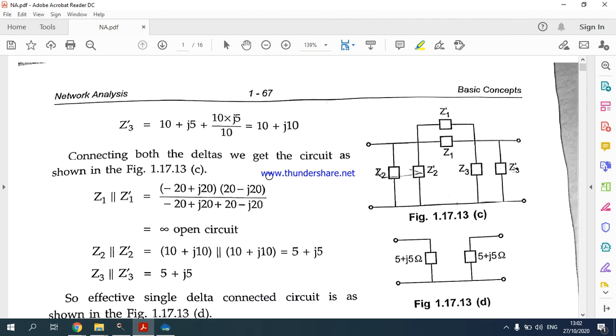You will get Z. Next, whatever the setup I got, I will connect all these three. First, Z1, Z2, Z3, I got one setup, right? I have connected. This is clear, right? How I have connected this?